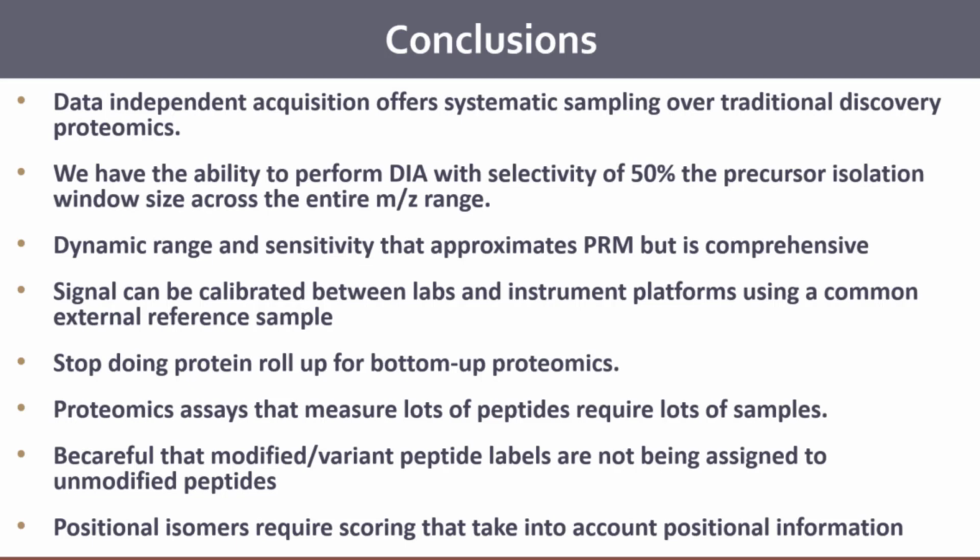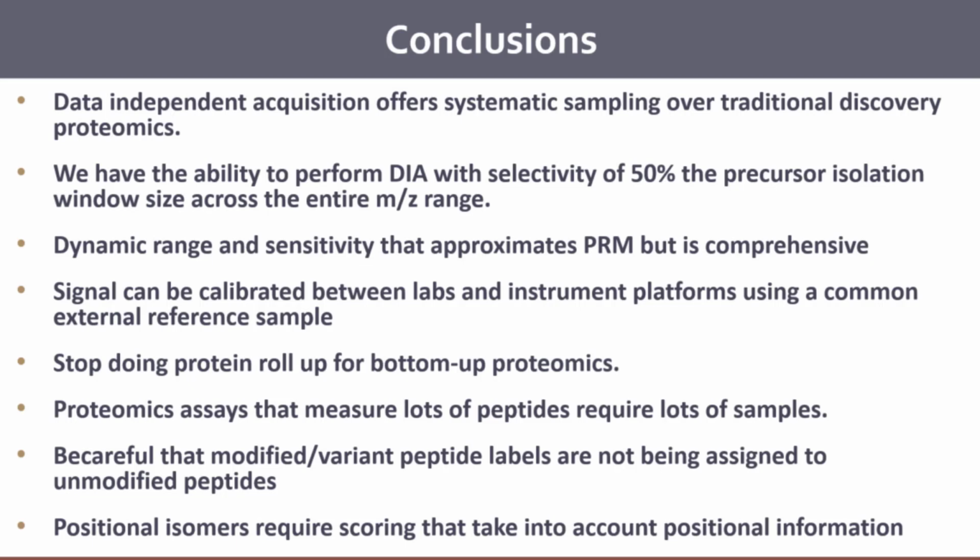You go from 30,000 peptides to 5,000 proteins, and you have multiple peptide measurements for an individual protein. But the downside is that even things like A beta, which has been known for 40 years as being important, is lost on the protein or gene level. So proteomics assays that measure lots of peptides also require lots of samples. So yeah, be careful what you wish for.